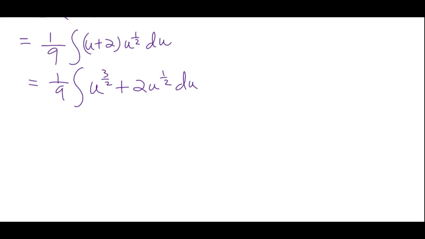So 1/9. All right, what do we do? Increase by 1, 5/2. Multiplied by the reciprocal, 2/5. So put a bracket down because it's 1/9 times. Okay, so we've got 2/5 u to the 5/2. Okay, what else? Increase by 1, 3/2, multiply by the reciprocal, which will give us 2/3 u to the 3/2. There you go.